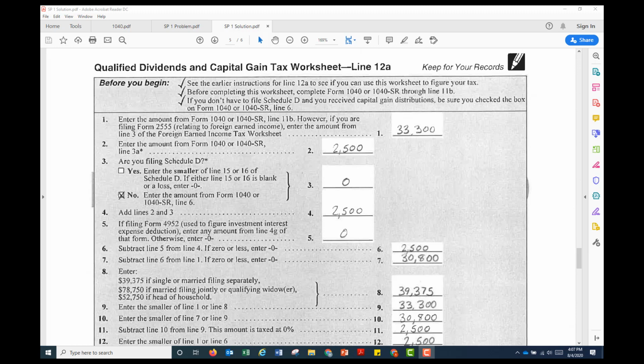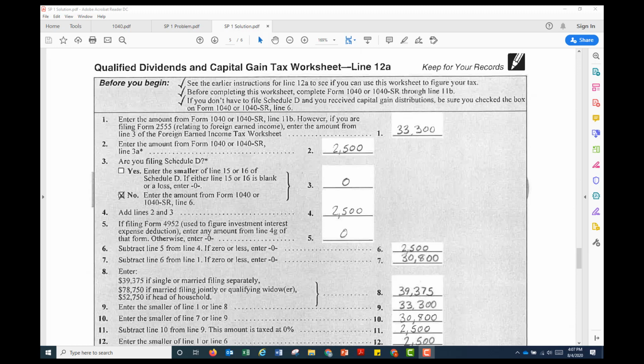And the reason we need to use this worksheet for line 12A, which is tax, by the way, is because we have qualified dividends. And so we have to use this qualified dividends and capital gain tax worksheet. Let's start. Line 1, we need to enter the amount from Form 1040, line 11B. What is 1040, line 11B? That's the taxable income. It's the last line of page 1. And that's $33,300.